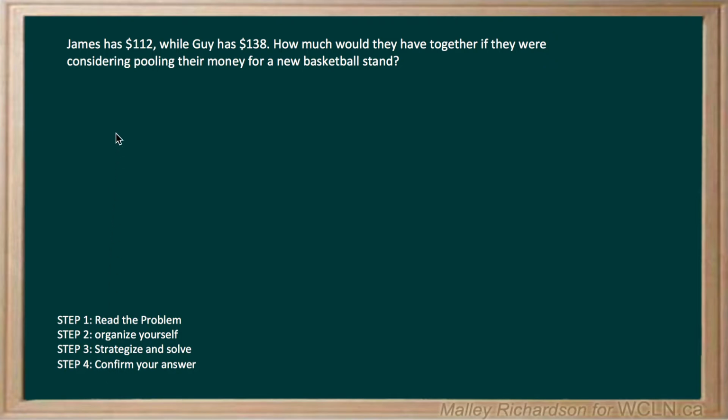James has $112 while Guy has $138. How much would they have together if they were to consider pooling their money for a new basketball stand? So now that we've read the problem, let's move on to step 2 where we organize ourselves.